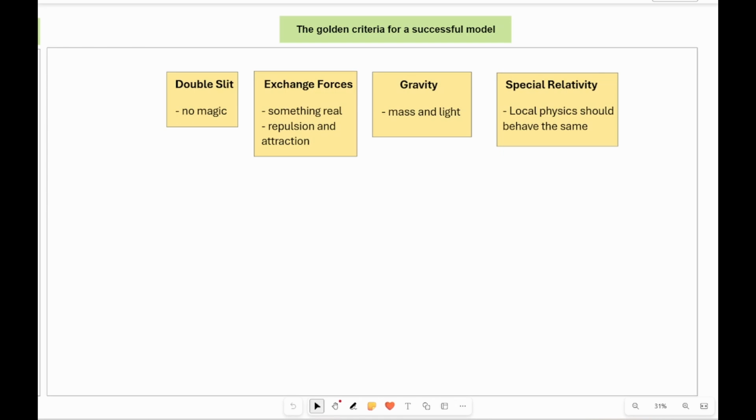Then I might throw that previous idea out and just come up with one that works with exchange forces, and then move on to gravity. And I kind of just go through with my idea, and work on each one of these one at a time, and then cycle through. And so any good, solid idea that has potential for explaining the fundamental physics should be able to answer all four of these.